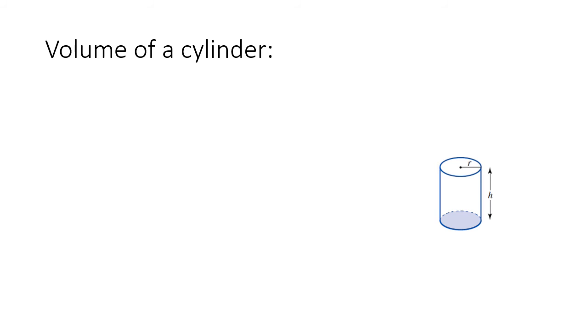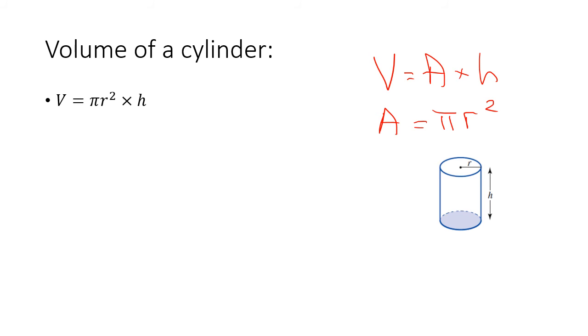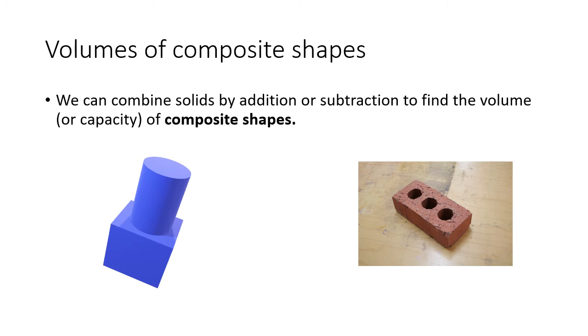Okay, so volume of a cylinder, again, exactly the same idea. We've just got, so volume is just the area times the height. And remember that the area of a circle at the end of a cylinder is just pi r squared. So volume is going to be pi r squared times h, or pi r squared h if you just want to write it in a slightly shorter version.